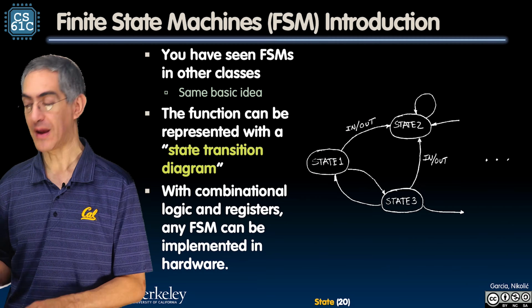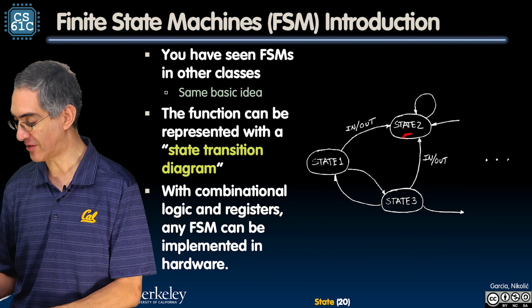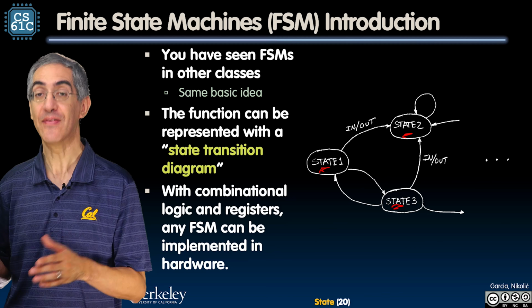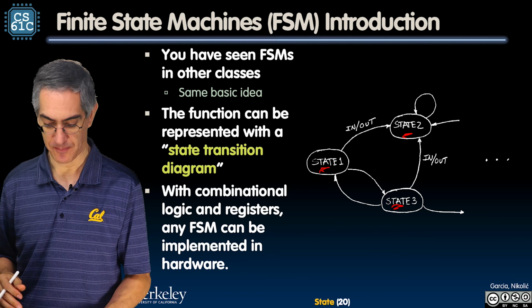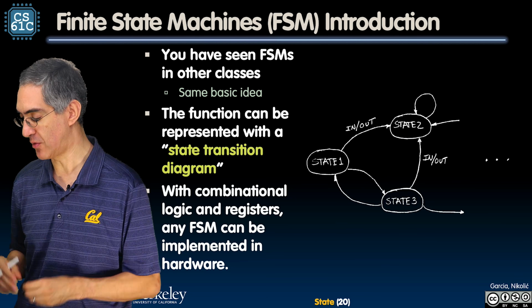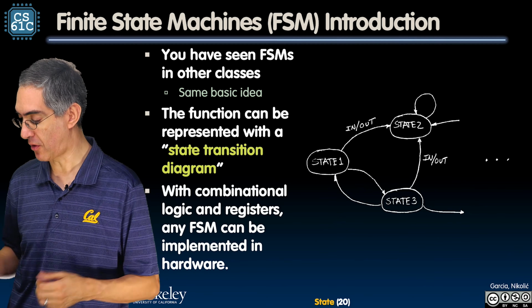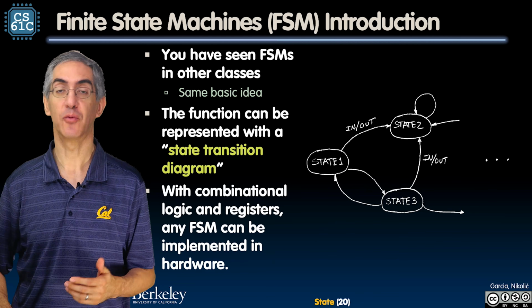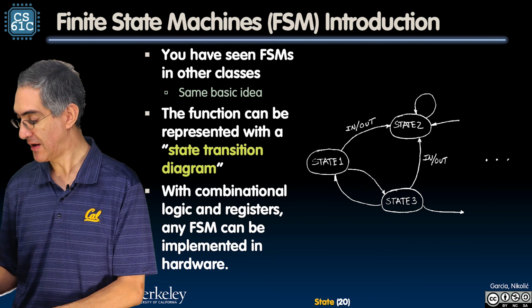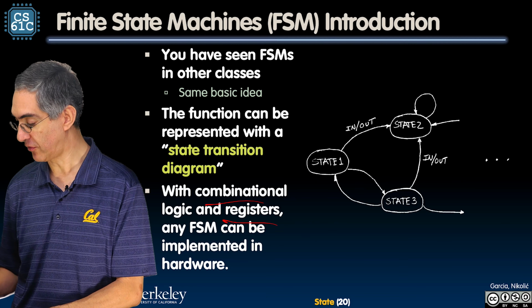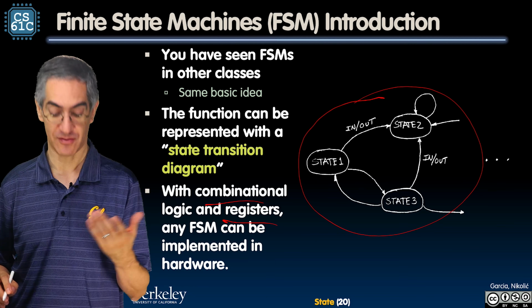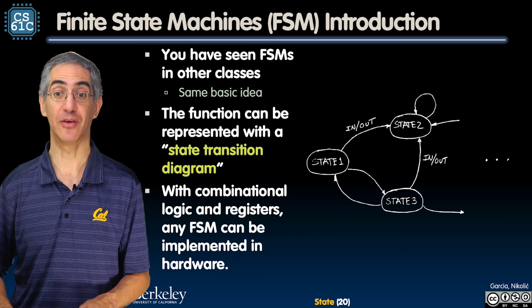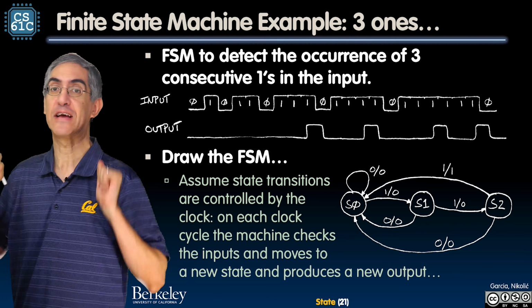You can also, by the way, have outputs attached only to the states. So I say when I'm in that state, that's my output. Two ways of doing that. You either transition on the arrows or on the states themselves. And we can see how to use combinational logic and registers to convert any finite state machine into a circuit that we can actually build. It's pretty cool. Let's actually take an example.